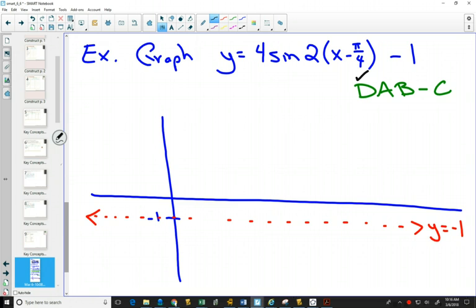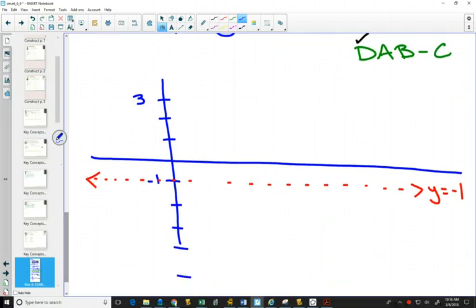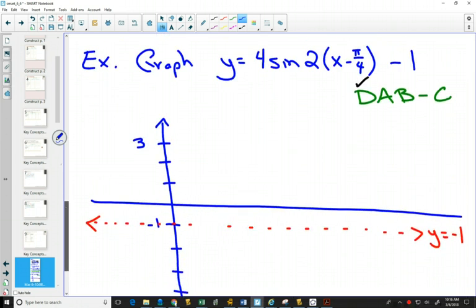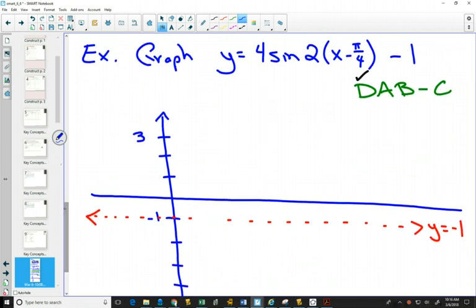The A part. The A part says use your amplitude to find the maximum of this graph and the minimum of this graph. So since the center line is at minus 1 and your amplitude is 4, it's going to go up 4 to positive 3 and down 4 to negative 5. So we use our amplitude and the center line to draw the maximum and the minimum. That's the A part of DAB-C.